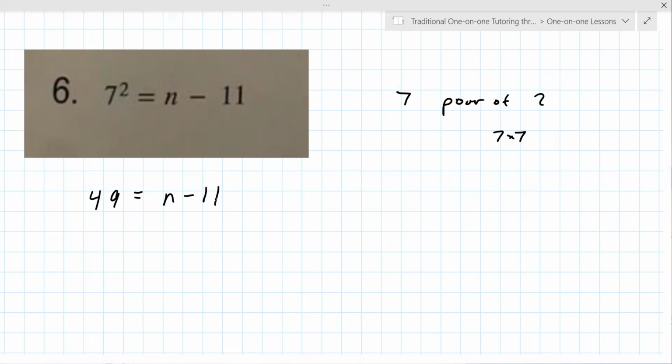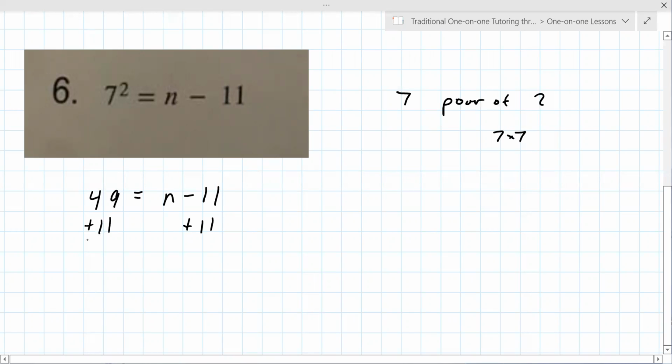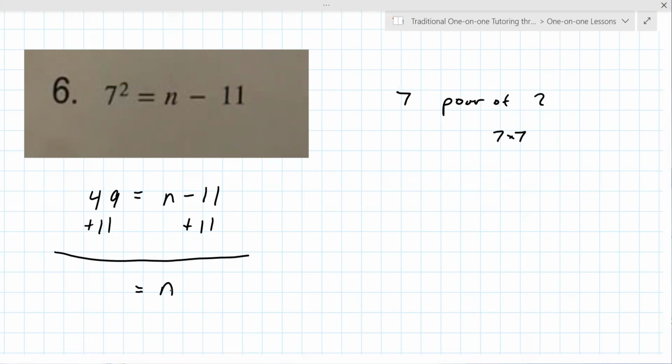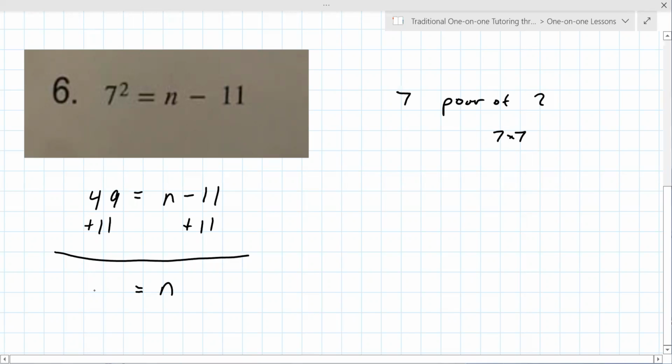Okay, so how do you undo subtraction by 11? You're going to add 11. Add 11 to both sides of the equation. What do you get on the left? What is 49 plus 11? 60. 60, good.